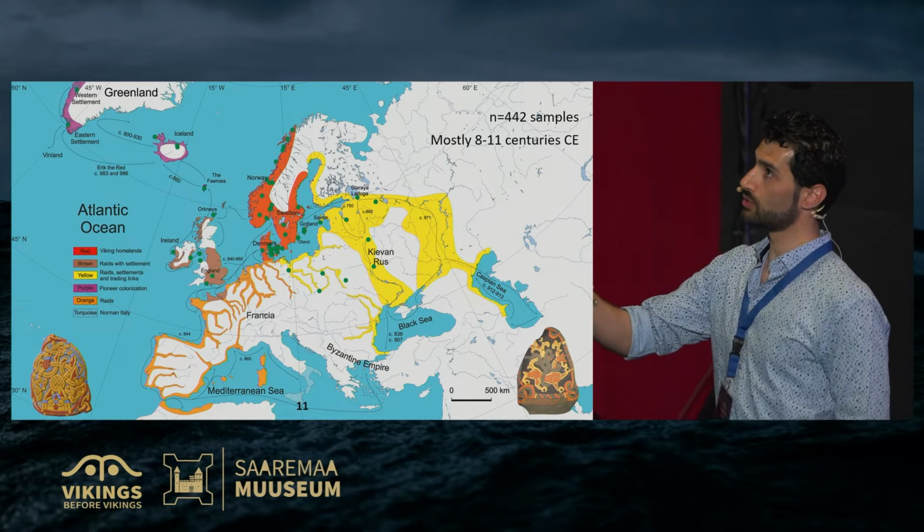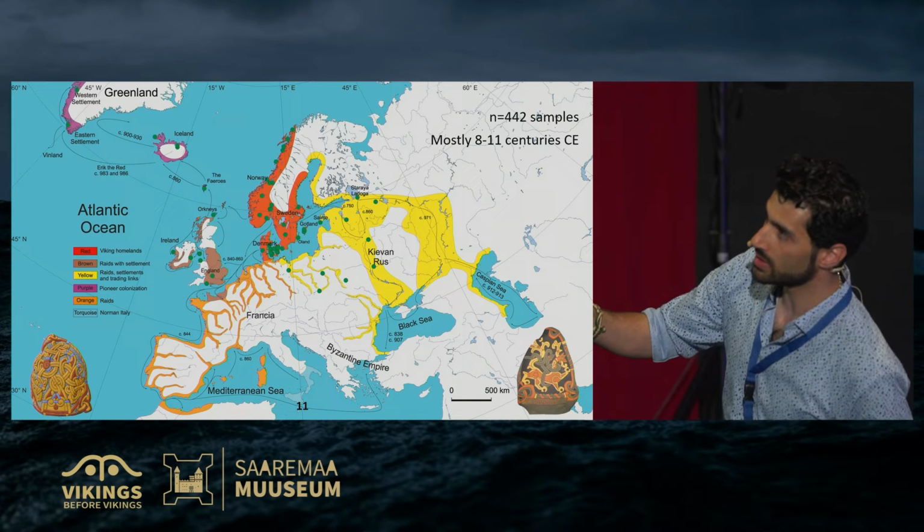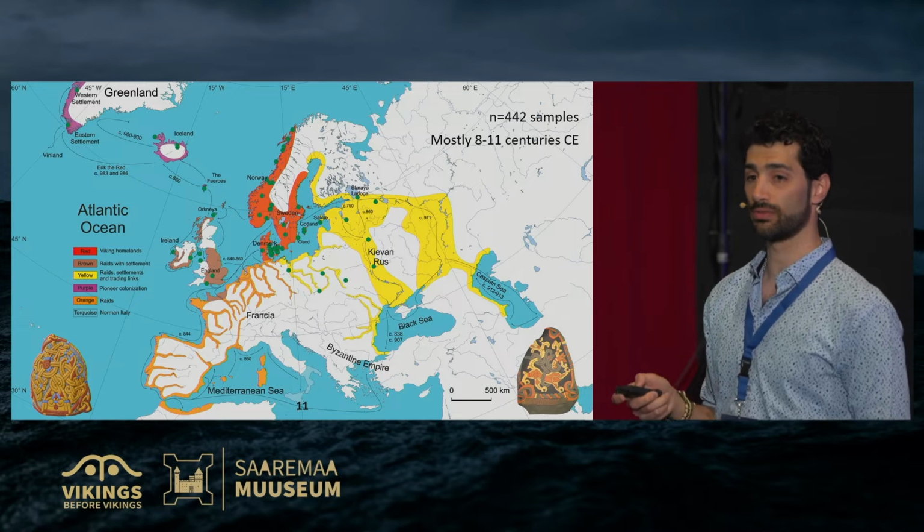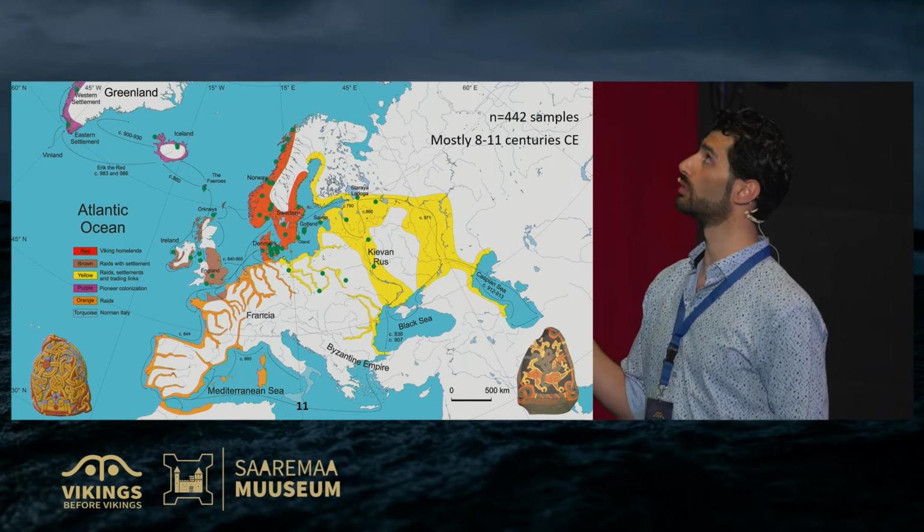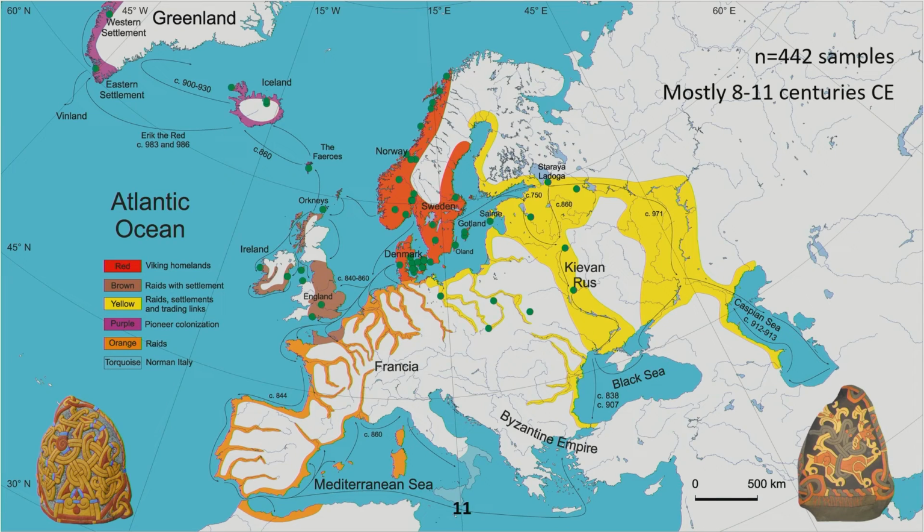But the important part is all the green dots that you can hopefully see on the map. These are all the sites that we have samples from. In total, we got 442 samples, most of them Viking Age, though we also had some from earlier and later periods. But this covers pretty much all of Northern Europe and the Viking world, from all the way in the west, Greenland and present-day UK, to Ukraine and Russia in the east.